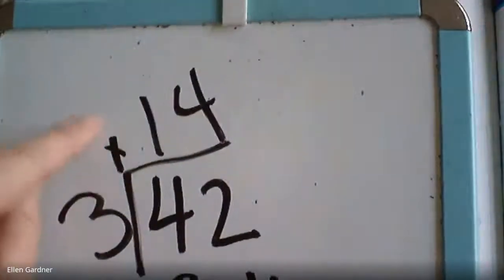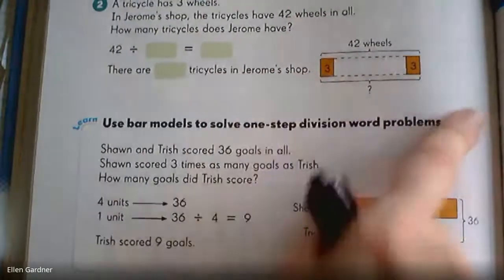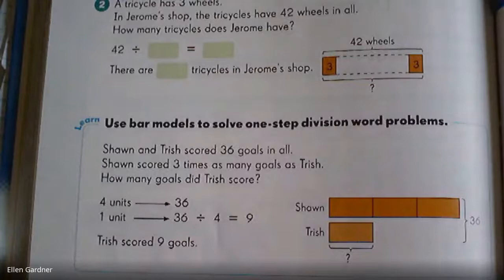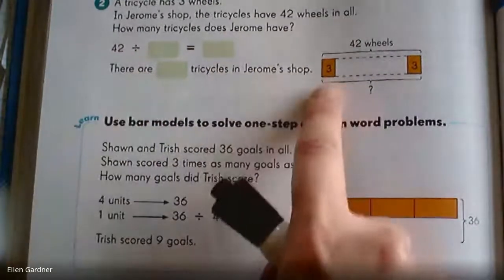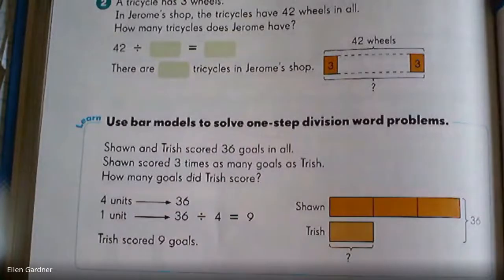So the answer is 14. 14 tells us how many groups there are. So 42 divided by 3 equals 14. There are 14 tricycles in Jerome's shop.